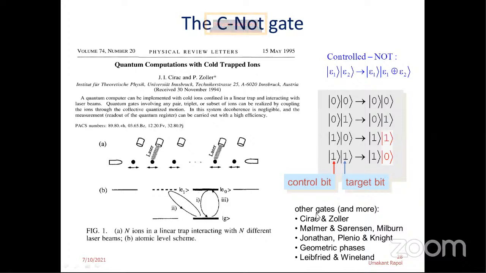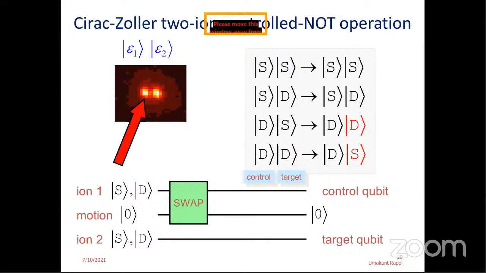Now, there are other proposals also, and there are other demonstrations of different types of gates. So this one is the Dirac-Zoller gate, and then there are other gates which I have mentioned here, and there are many more implementations that are coming up. Now, one of the implementations of the controlled NOT gate operation is here. So you have the two ions, ion 1 and ion 2. So this is ion 1, this is a motional state 0.